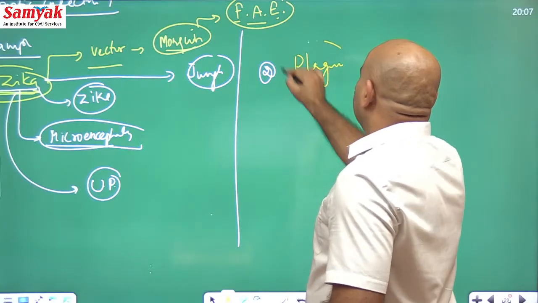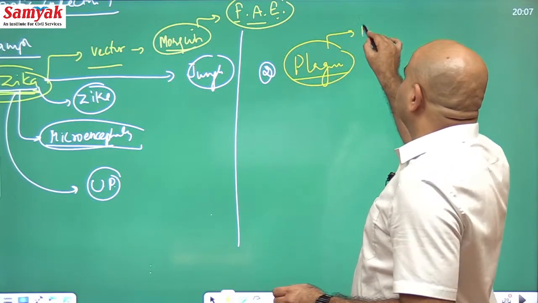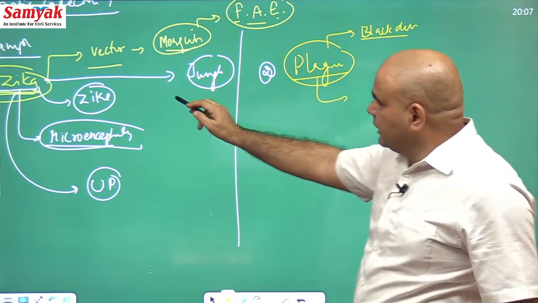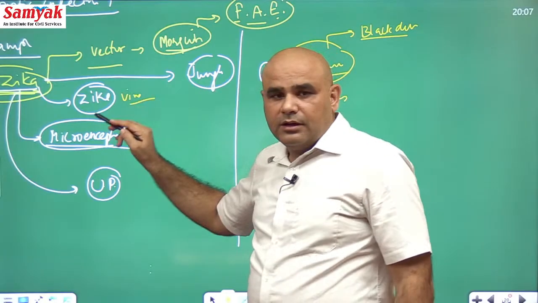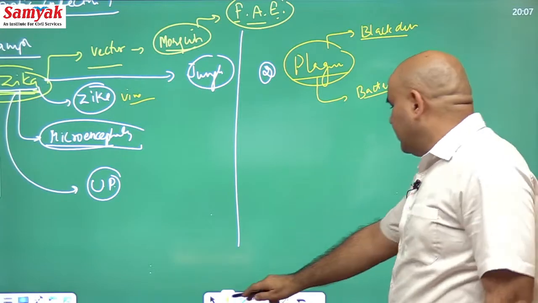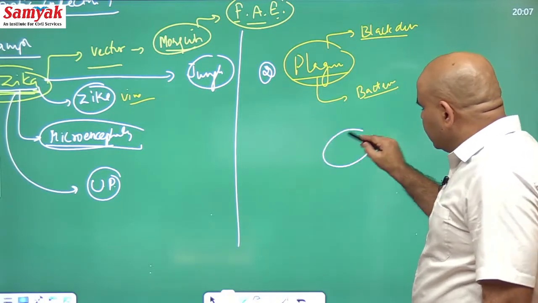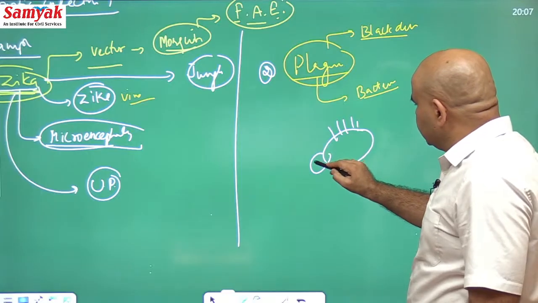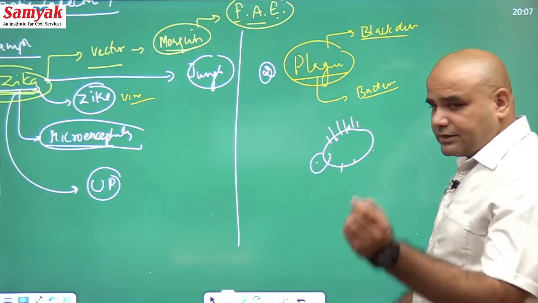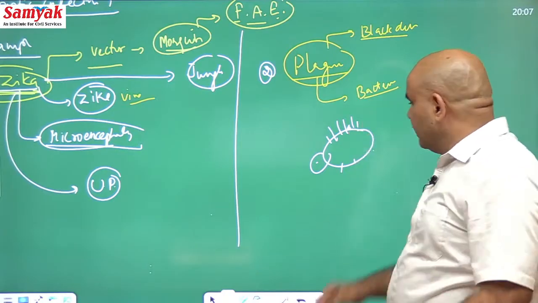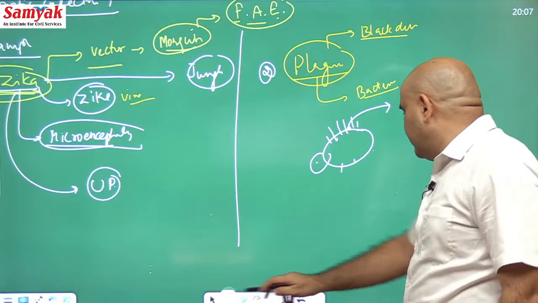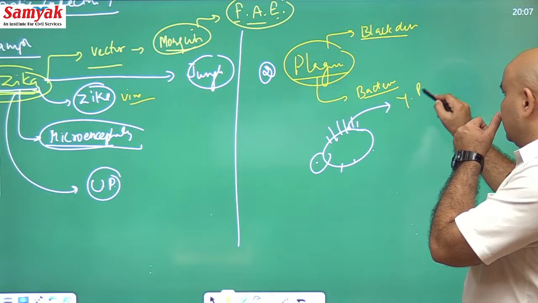Now next is plague. You know very well that plague is also named Black Death. Always remember that as Zika was a viral disease, here plague is a bacterial infection. Now the bacteria of plague lives in the hair of a rat. Within the hairs of the rat there are ticks, blood-sucking parasites, and within these there is the bacteria of plague, named Yersinia pestis.